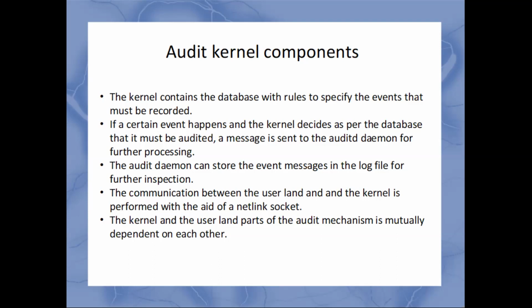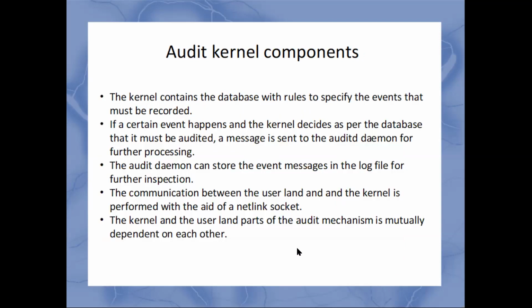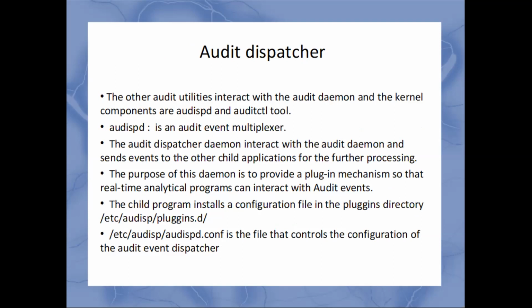The communication between the userland processes and the kernel is performed with the help of the netlink socket. In this diagram we see that the communication between the kernel and auditd happens through the netlink socket. This way, the kernel part and the userland parts of the audit mechanism are mutually dependent on each other. Going back to the audit dispatcher, the tools other than the daemon that interact with the kernel are the audit dispatcher daemon and the audit control tool that we have seen previously. The audit dispatcher daemon is basically an audit event multiplexer; it interacts with the audit daemon itself and sends the events to other child applications for further processing.